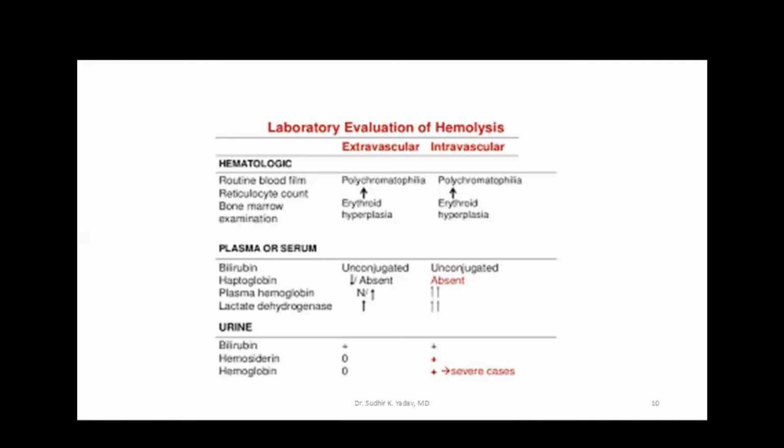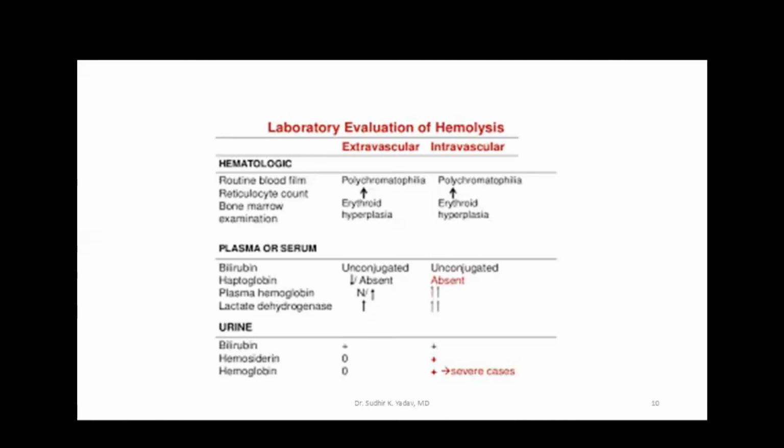Okay. In urine, bilirubin will be present in both, but hemoglobinuria will be in intravascular. Methemoglobinuria will be in intravascular, hemosiderinuria will be in intravascular. It is that easy. And what about the iron status? It is iron deficiency in intravascular, but iron overload in the extravascular.